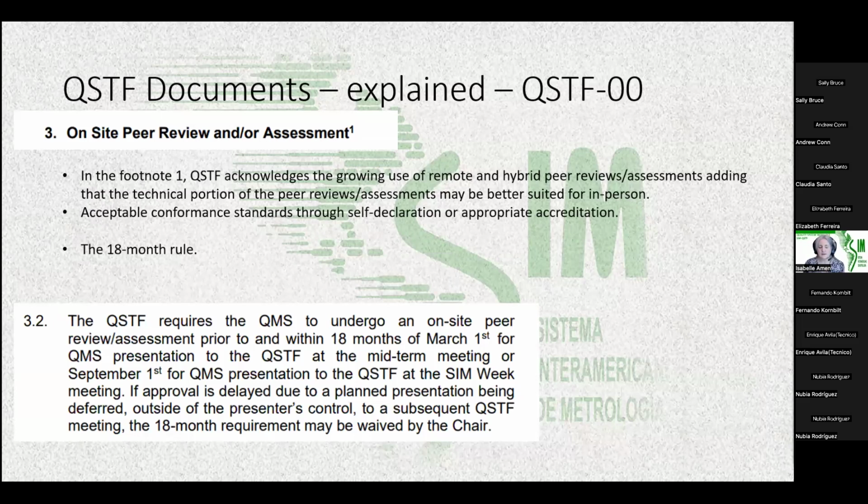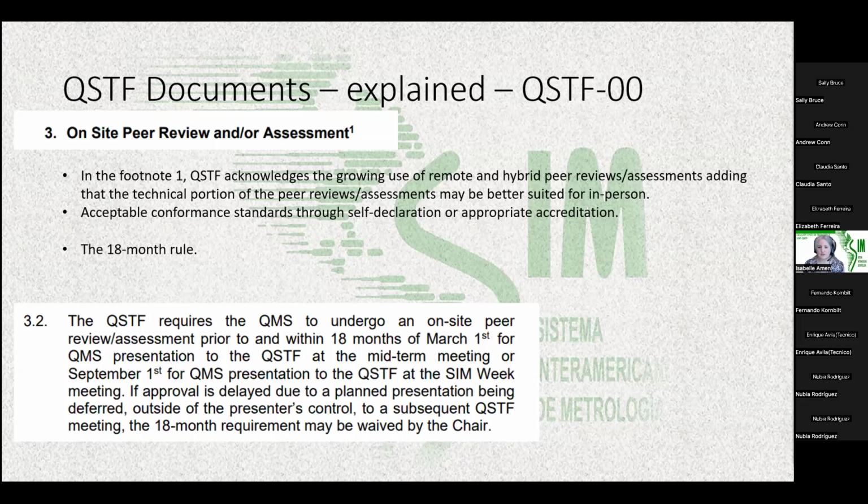Then in that document, there is what we call the 18 months rule. This is how it's written. It's a little bit confusing at first when you read it, but I will attempt to explain that to you. As we do not know in advance when the actual dates of the midterm meeting or the SIM week meeting will be in the future when we organize peer reviews or assessment, the QSTF applies this rule.